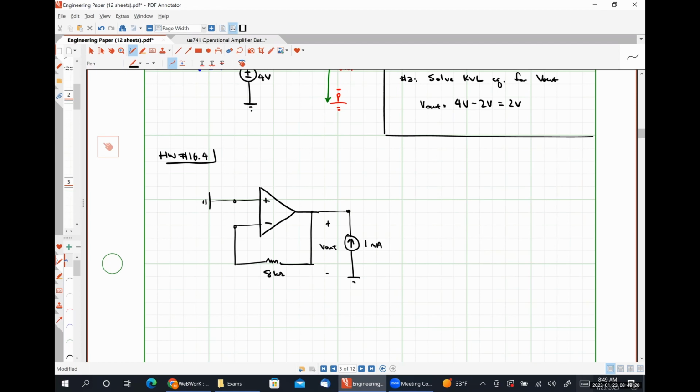Because we don't have a voltage source in our feedback loop, we're going to go back to the normal 3-step process. So step number 1, apply rule number 1 and find V plus. That's 0 amps, that's 0 amps. V plus is equal to what? 0. Absolutely right.